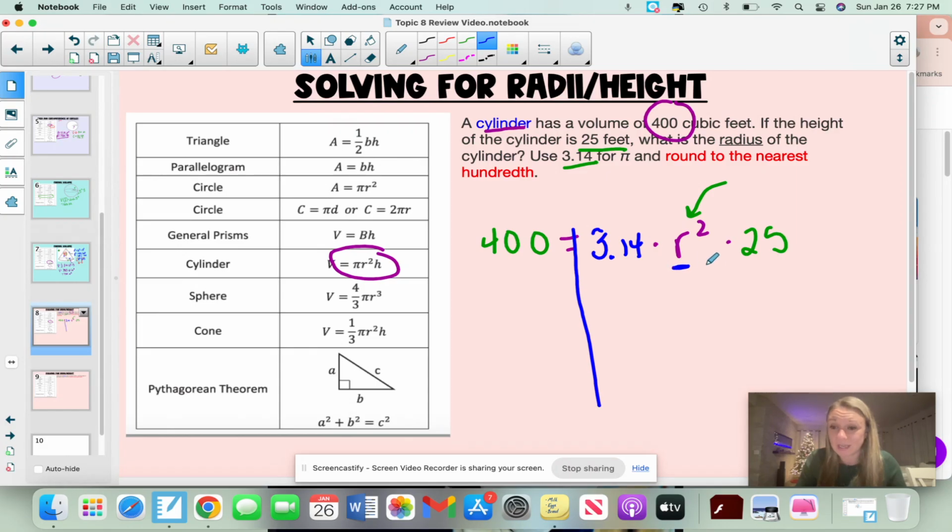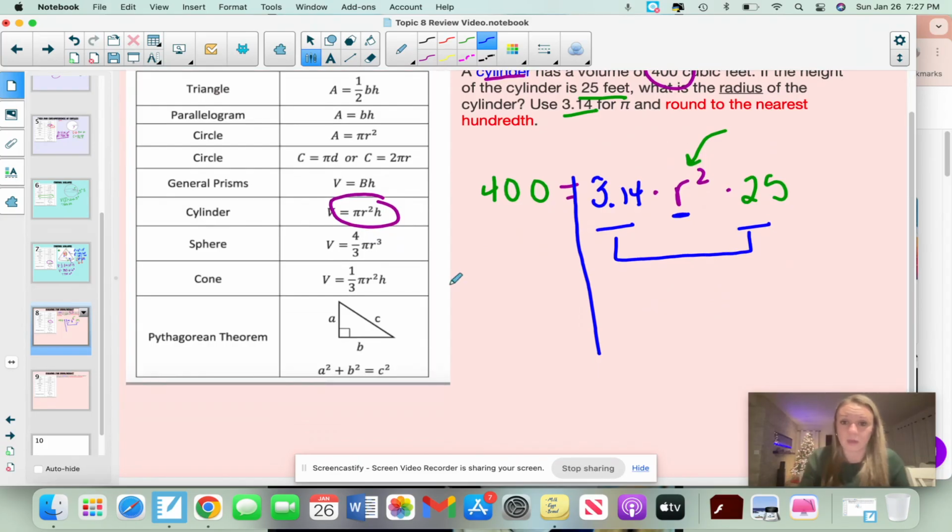So I know that I'm trying to get r squared by itself. But before I can do that, let's consolidate these two numbers into one single number. We call it the cleanup job. So you're doing 3.14 times 25. All right, so now we're at 400 equals. When I put that in my calculator, it gave me 78.5.